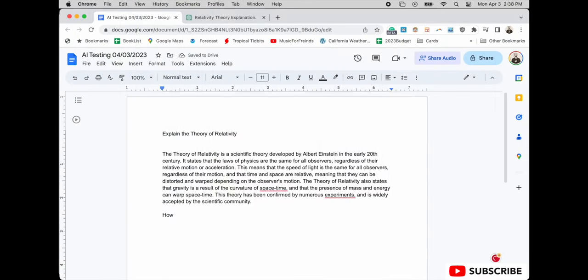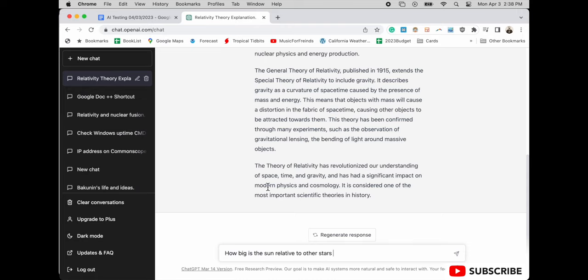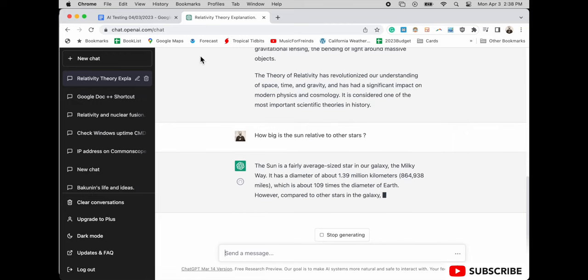Question number two, let's go a little deeper in our questioning. So in this case, we're going to ask, how big is the sun relative to other stars, and see what it says. So the response generation is surprisingly fast, and it puts it all as one output. We'll compare this to ChatGPT, and just looking at this answer, it seems really reasonable. You know, all these numbers make sense, and if you Google them, you're going to get fairly similar information.